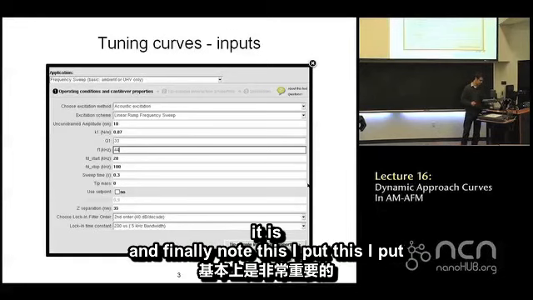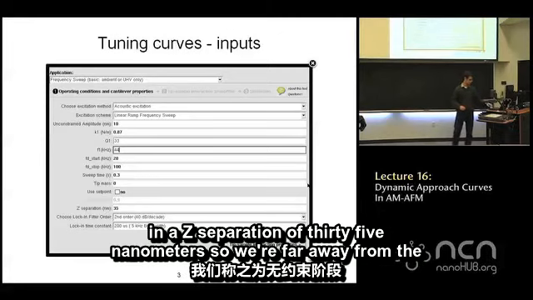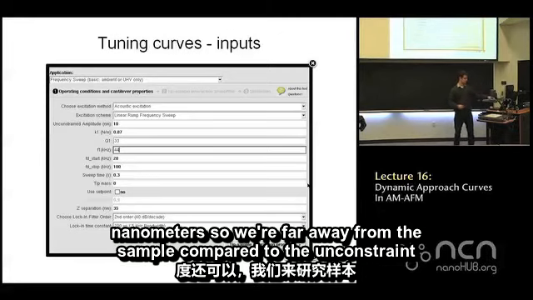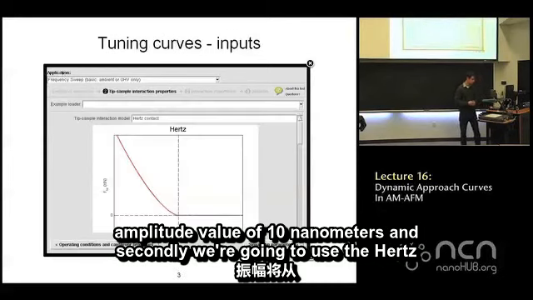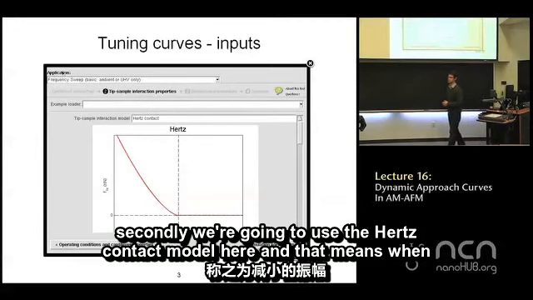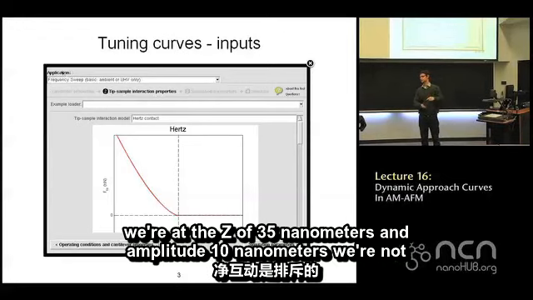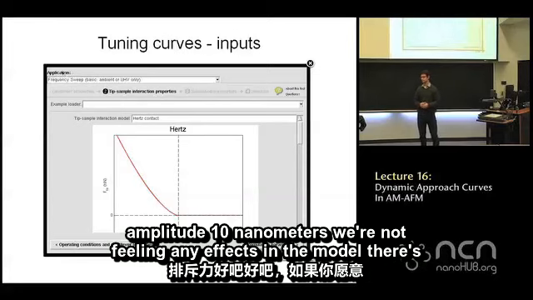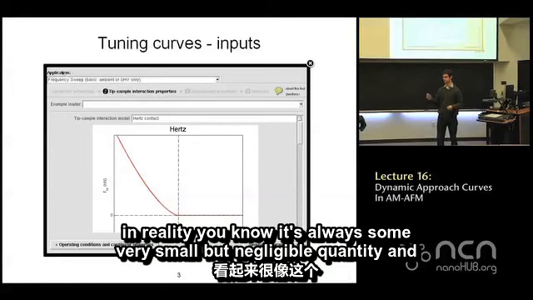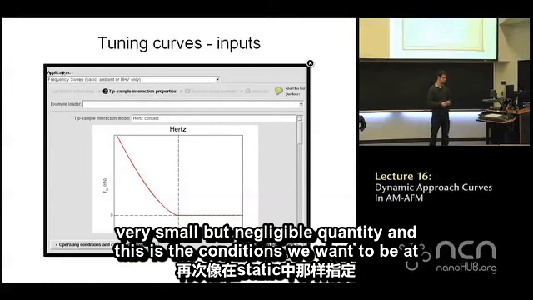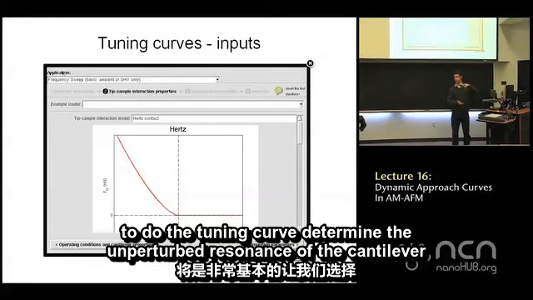And finally, note this: I put in a z separation of 35 nanometers. So we're far away from the sample compared to the unconstrained amplitude value of 10 nanometers. Secondly, we're going to use the Hertz contact model here, and that means when we're at a z of 35 nanometers and amplitude of 10 nanometers, we're not feeling any effects. In the model, there are zero effects of tip sample interaction. In reality, it's always some very small but negligible quantity. These are the conditions we want to be at to do the tuning curve to determine the unperturbed resonance of the cantilever freely oscillating.